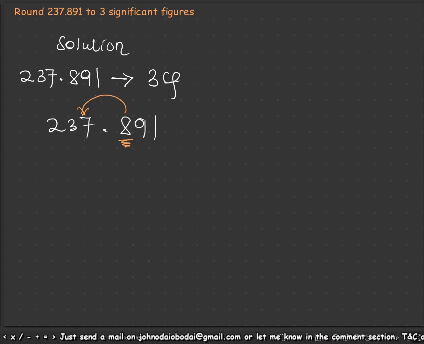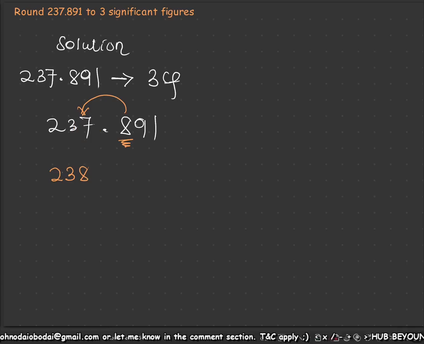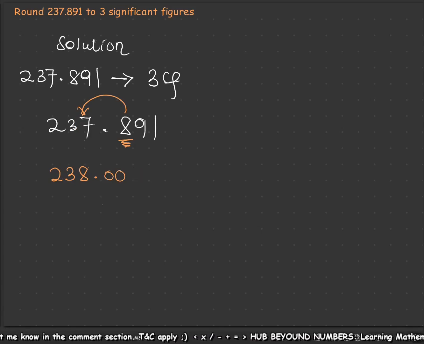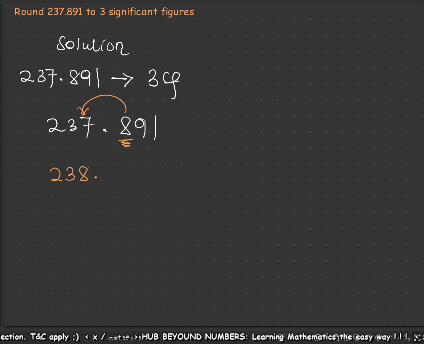We want 3 significant figures, right? So we increase this one by 1, so that it becomes 238. And don't confuse yourself by bringing 0.00 here. Because you remember we said zeros that appear after a decimal are significant. You get it? So we leave it this way, and this becomes our number in 3 significant figures.